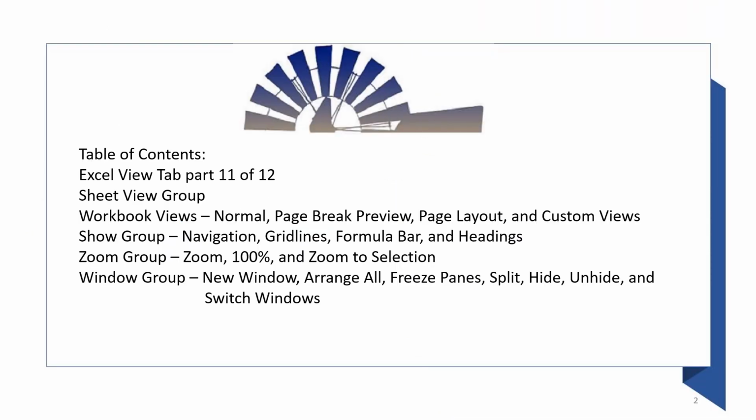Table of Contents, Excel View tab, Part 11 of 12. Sheet View Group, Workbook Views: Normal, Page Break Preview, Page Layout and Custom Views. Show Group: Navigation, Grid Lines, Formula Bar, and Headings. Zoom Group: Zoom, 100%, and Zoom to Selection. Window Group: New Window, Arrange All, Freeze Panes, Split, Hide, Unhide, and Switch Windows.